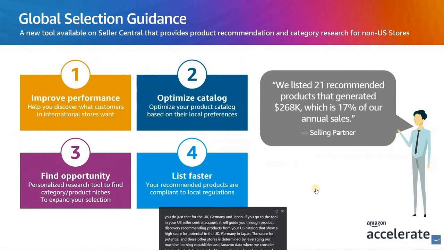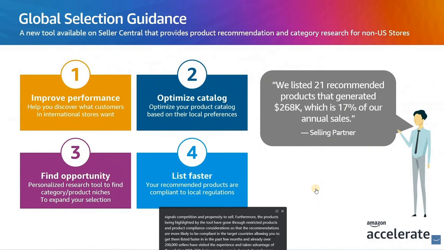Furthermore, the products being highlighted by the tool have gone through restricted products and product compliance considerations, so that the recommendations are more likely to be compliant in the target countries, allowing you to get them listed faster. We've just launched Global Selection Guidance in the past few months, and already over 200,000 sellers have visited the experience and taken advantage of the solution, with 75% being repeat users in August. So make sure you check it out.